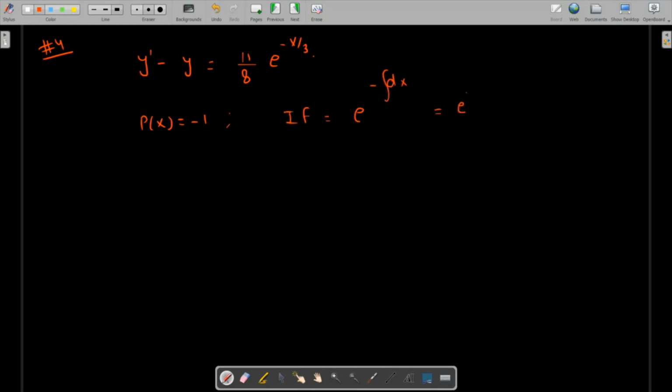Let's talk about one last example in the linear differential equations case, which is y dash minus y is equal to 11 over 8 e raised to the power negative x over 3. Fortunately, in this case, P(x) is just negative 1 because the coefficient of y is negative 1. So the integrating factor is going to be e raised to the power of the integral of negative dx, which is just e raised to the power negative x.